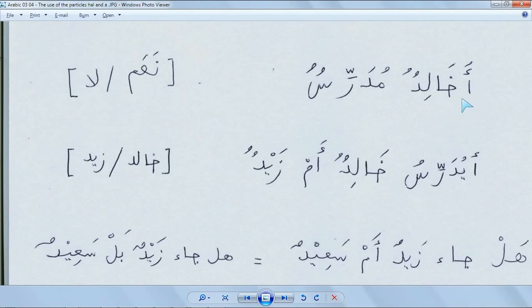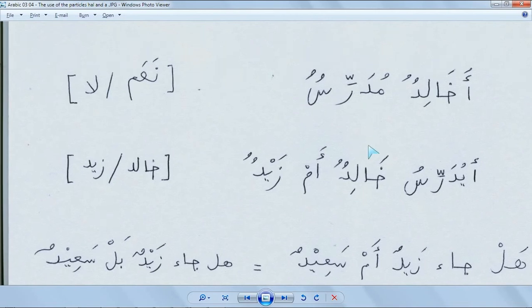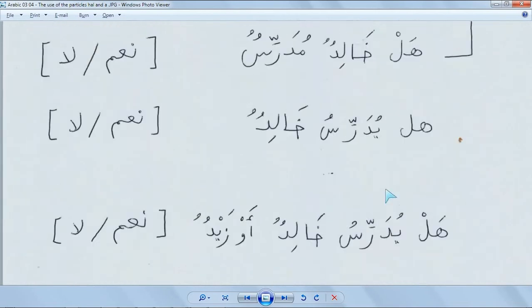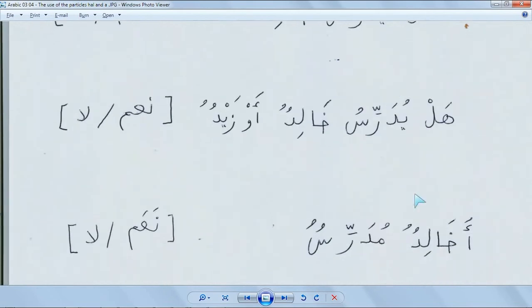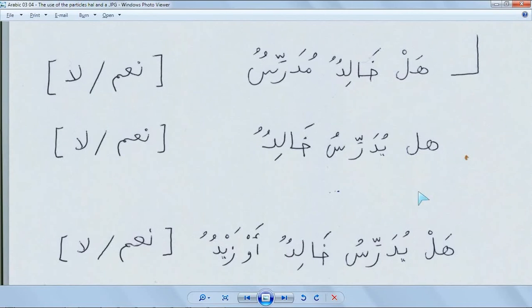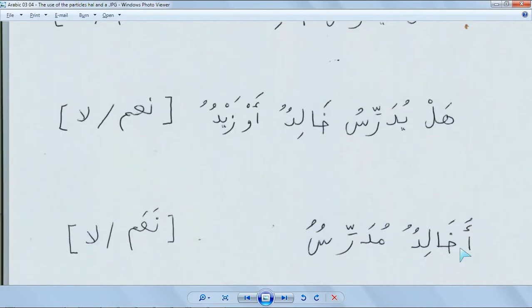Even that looks like a space, but that's just my bad handwriting. A Khalidun Mudarrisun. Is Khalid a teacher? And again the answer is Naam or La. And if you compare this example with the first example, they're virtually identical. Here, Hal Khalidun Mudarrisun, and this is A Khalidun Mudarrisun. The only difference is we replaced Hal by A.